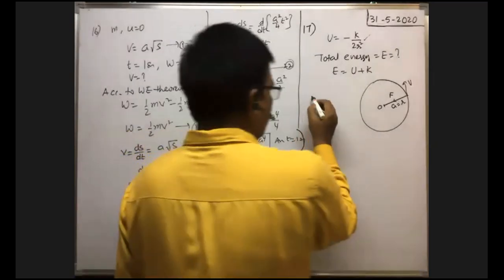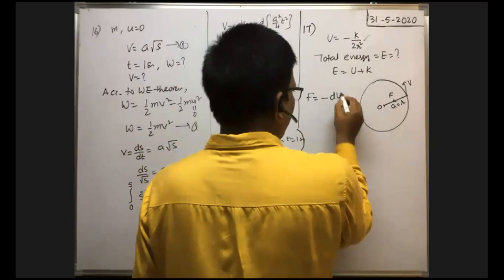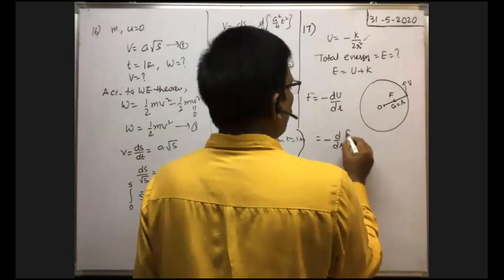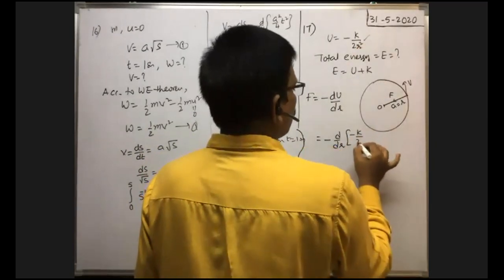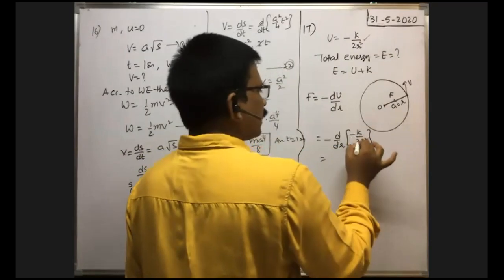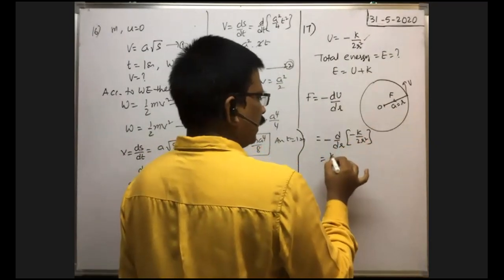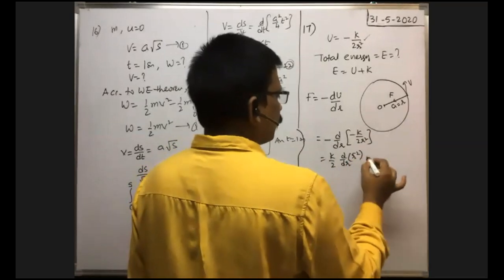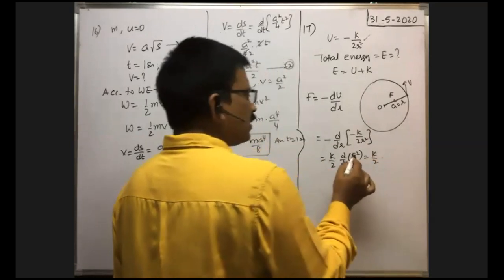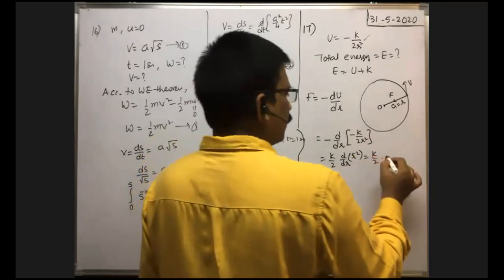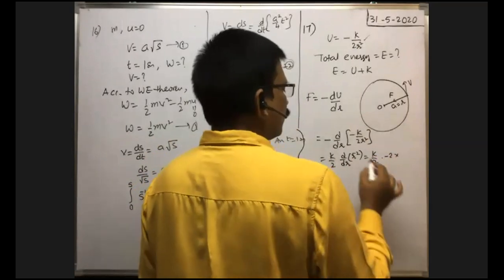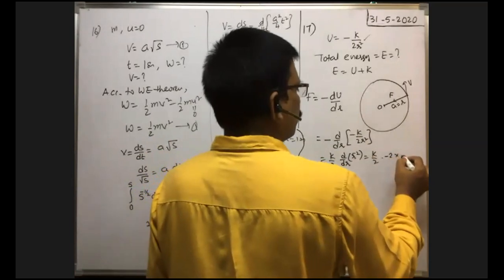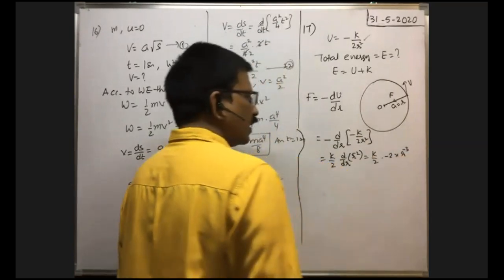We have the relation F is equal to minus dU by dr. So this is equal to minus d by dr of the potential energy, which is minus k by 2r square. Minus minus plus, then k by 2 you write outside. d by dr of 1 by r square means r to the power of minus 2. That is equal to k by 2 into differentiation of r to the power of minus 2 with respect to r. That means minus 2 into r to the power of minus 3.